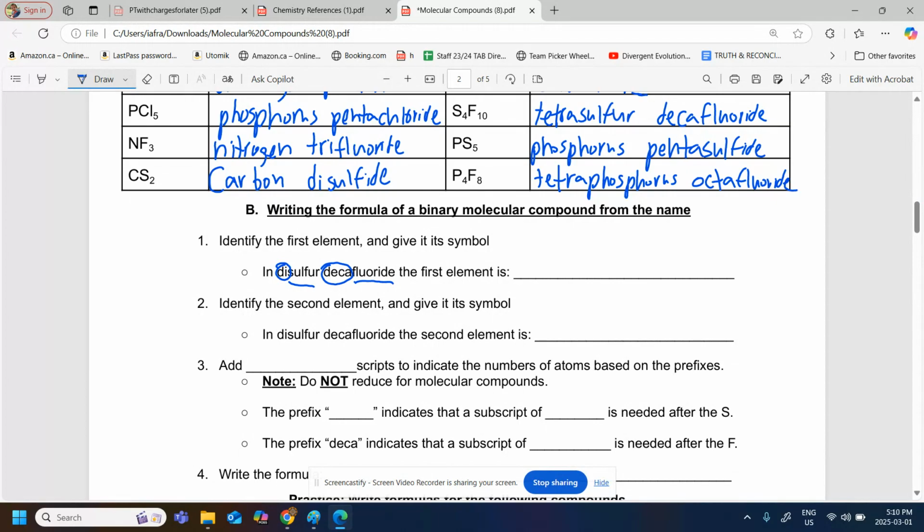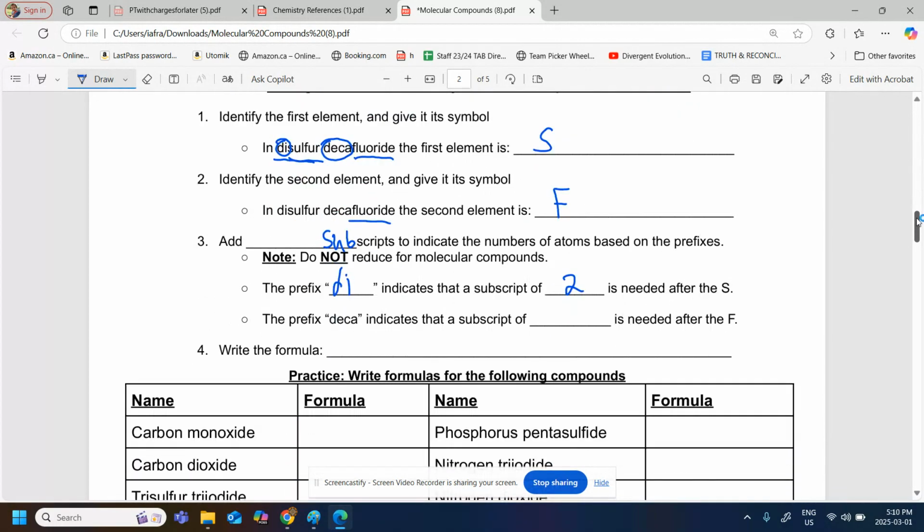So it's actually nice and simple with molecular compounds. You don't even have to do any crisscross or any reducing at all. We can see we have disulfur. So the first element we know is S, and the second element is, in this case, fluoride, F. And so what we have to do is put subscripts that indicate how many there are based on the prefix. So for example, the prefix di would indicate that you need a 2 after the S, and the prefix deca would mean you need a 10 after the F.